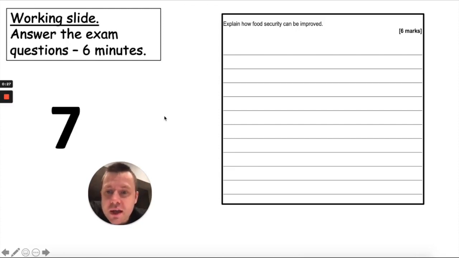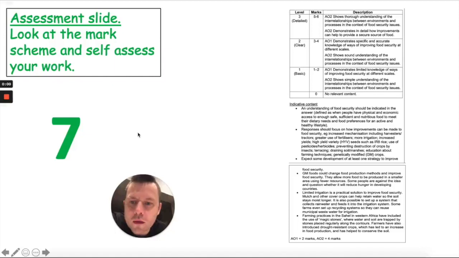Food security. So basically having enough food, reliable supply of food, a fair value, fair price for the food, and it's nutritious food. All right. So straightforward. Explain how food security can be improved. You've got several different options available to you from the video that we've just watched. Choose a couple of them, explain them, away you go. 6 marks, 6 minutes. Pause the video here.